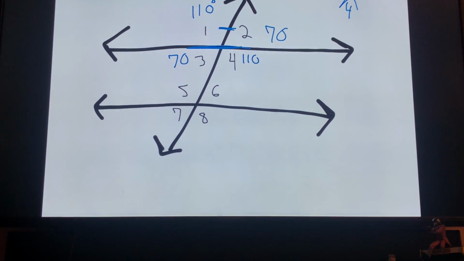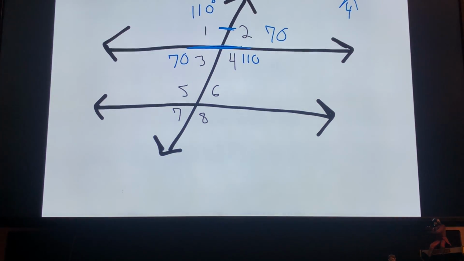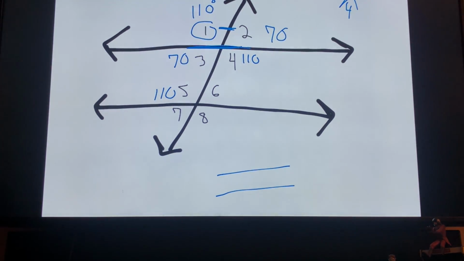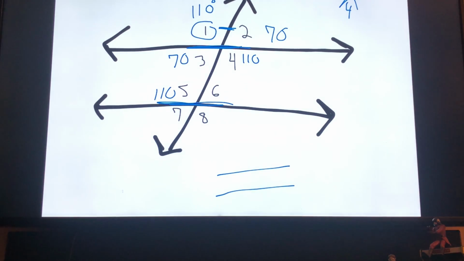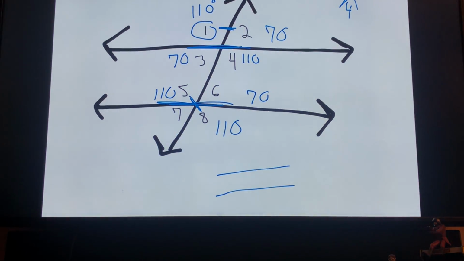So now we found 2 and 3, and we need to find 5. Well, how are we going to find 5? 5 is the exact same because parallel lines are always equal. So if number 1 is 110, number 5 should be 110 because they're running off of a parallel right here. And if that's 110, this should be 70. And if that 5 should be the same as 8, so that should be 110. 6 should be the same as 7, and that should be 70.